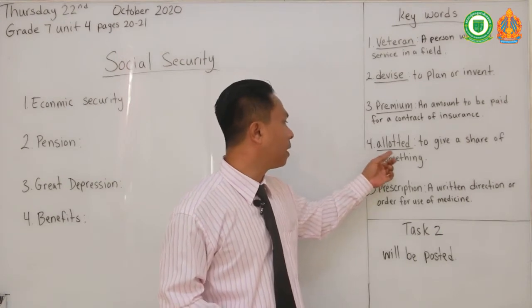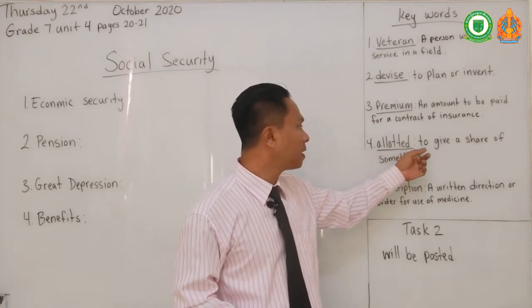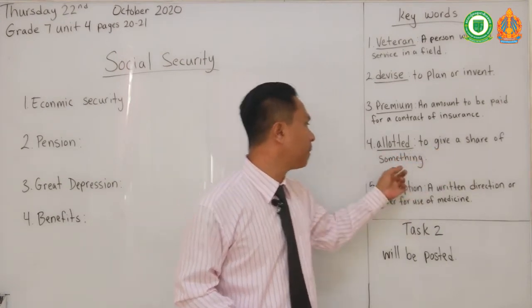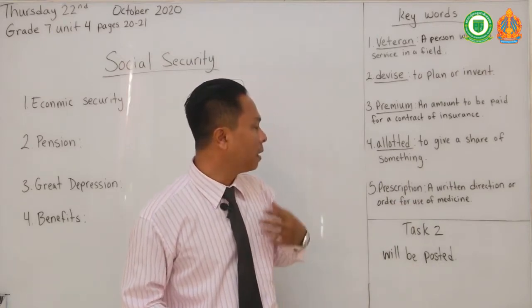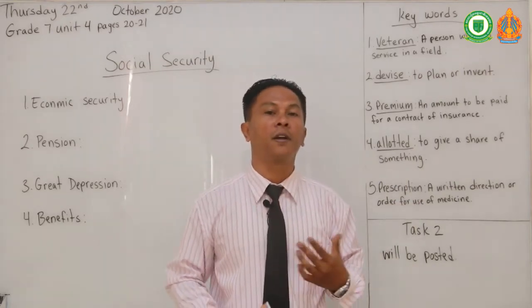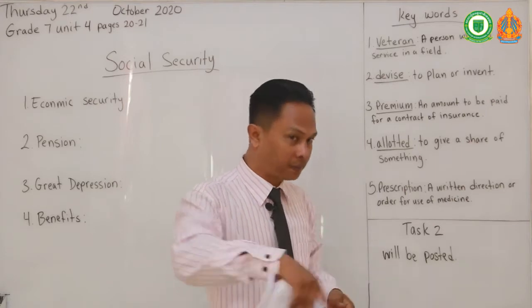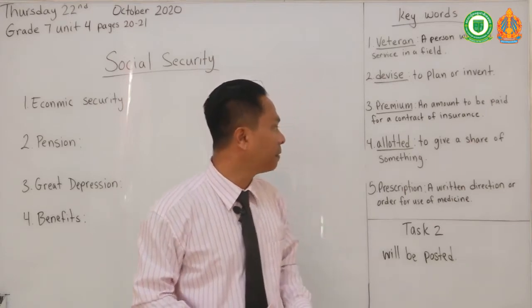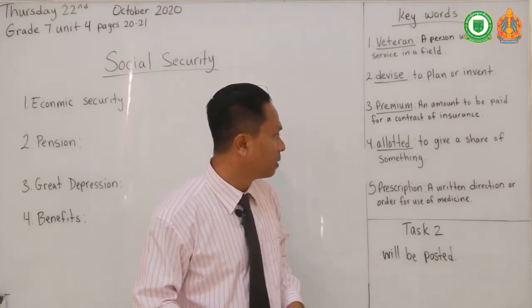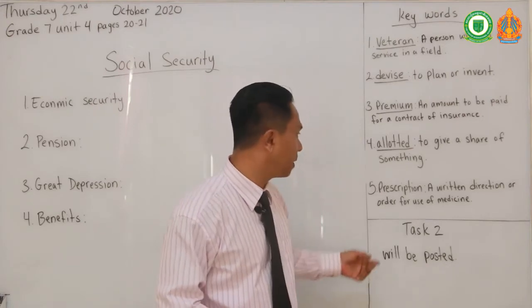Number 4, allotted. Allotted is to give a share of something. So allotted means you're sharing something that you have with somebody.